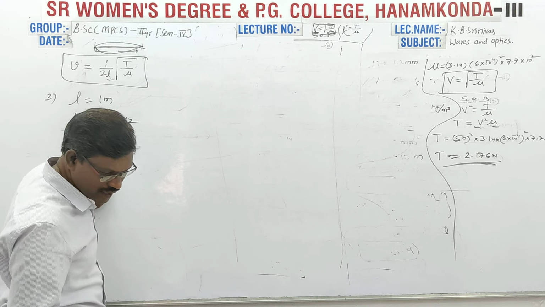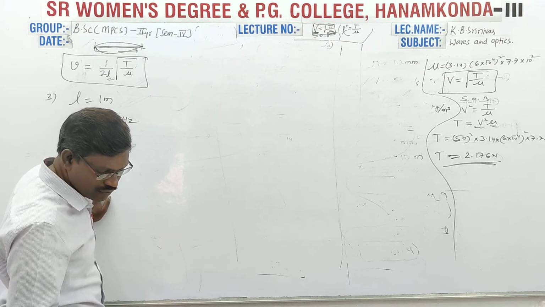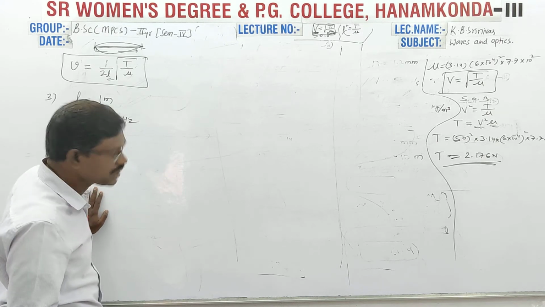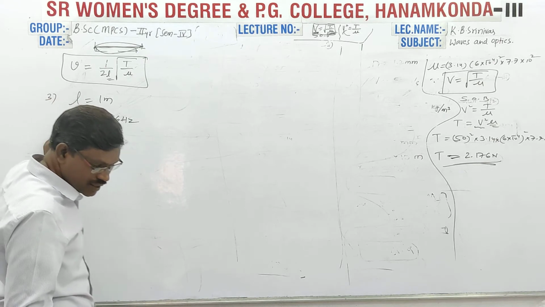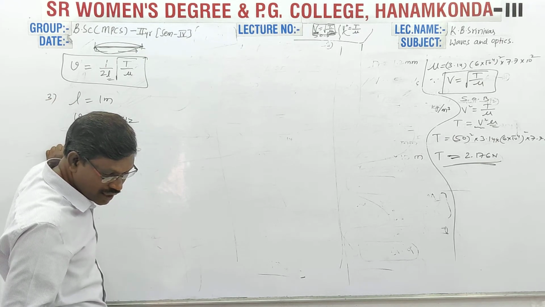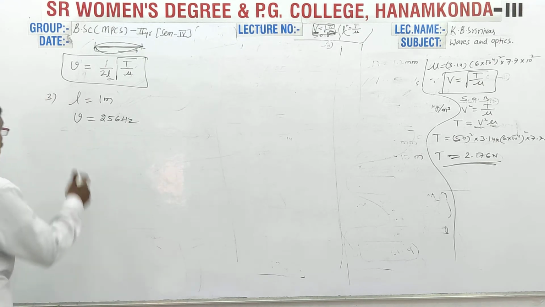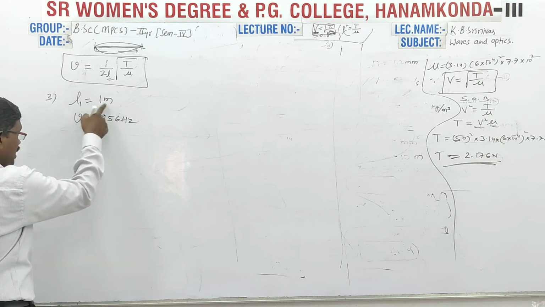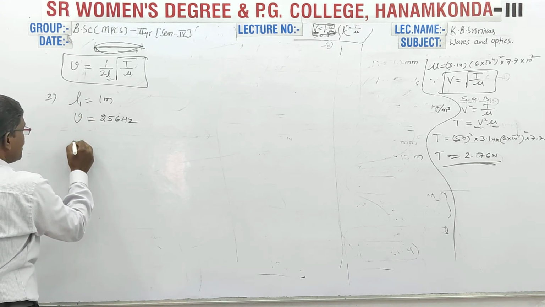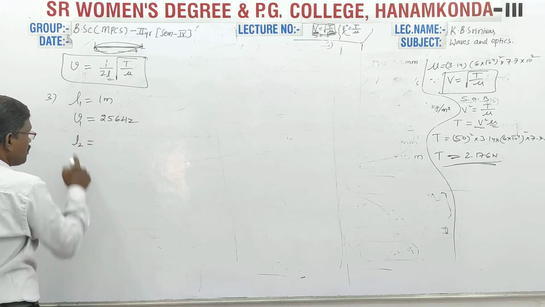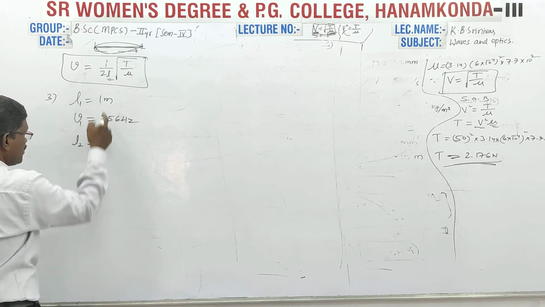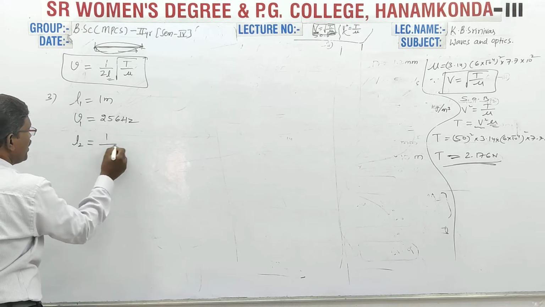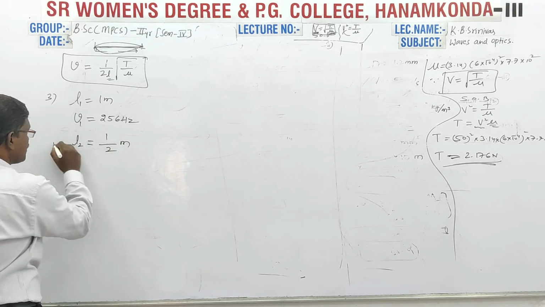Okay. Question is, find the frequency of the same string. Same string means length is same. Same string of half the original length. Let the initial length be 1 meter. Find the frequency of the string whose length is half of the previous one. First one is 1 meter. Second one will be half meter.